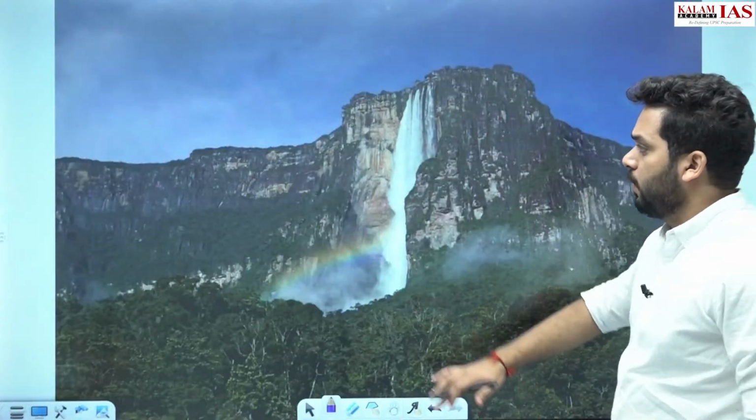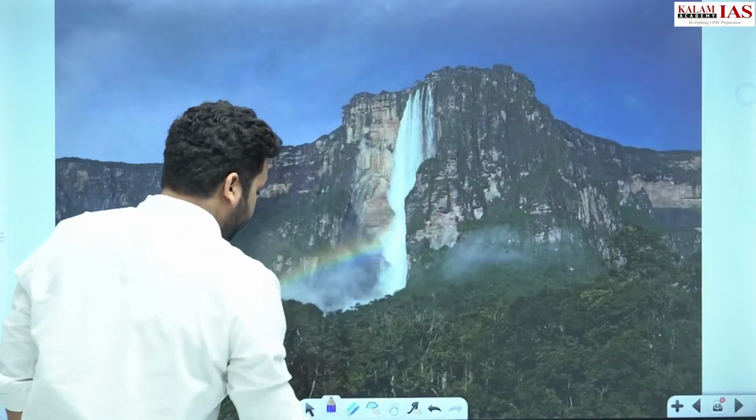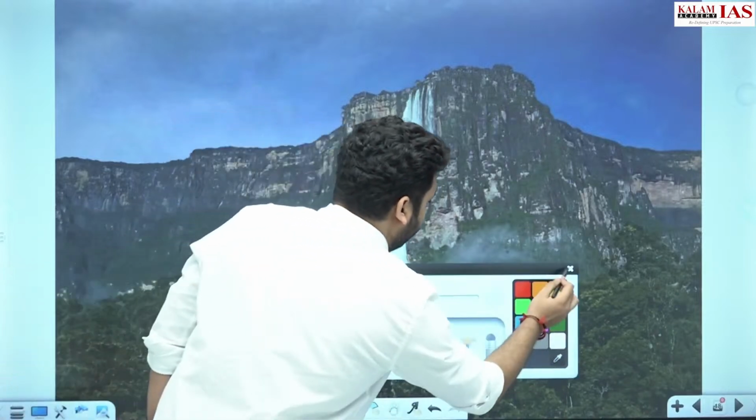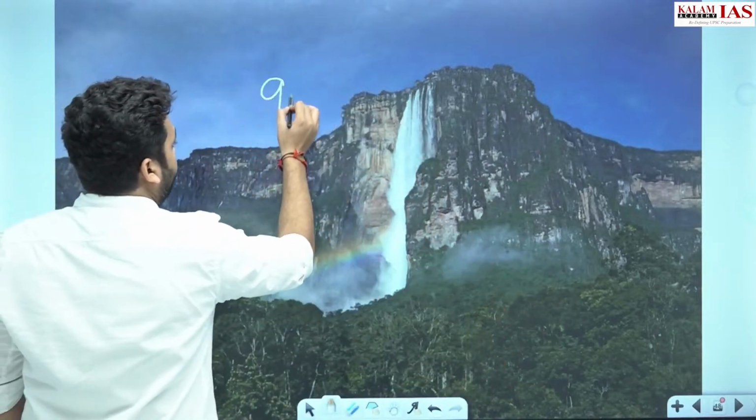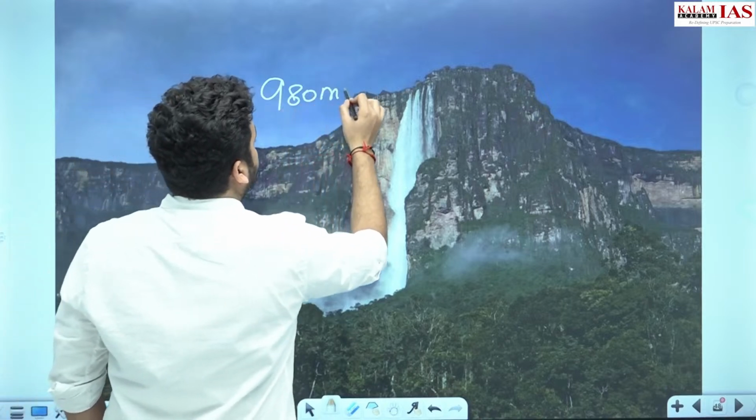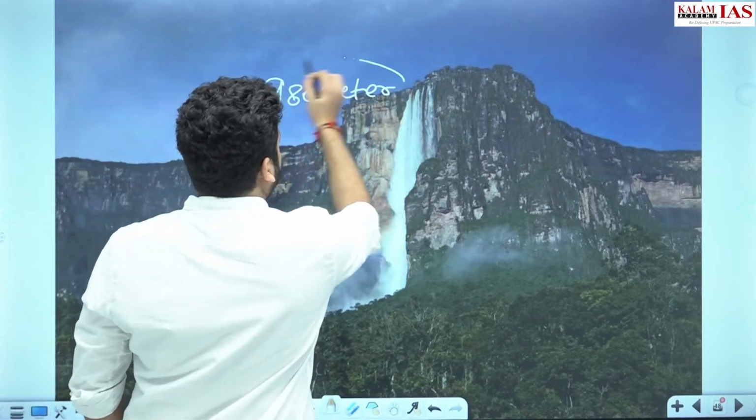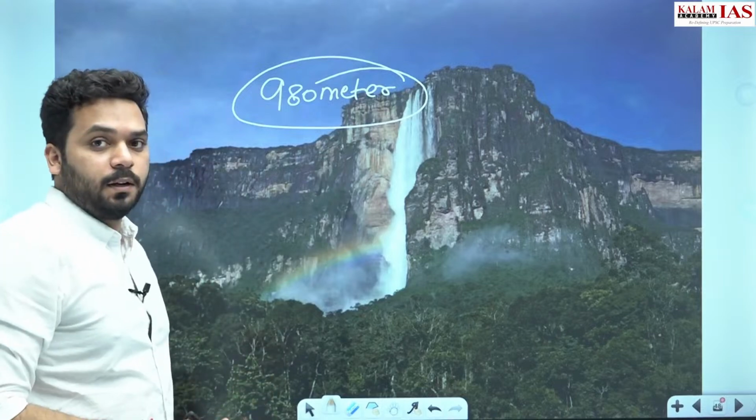These are the Angel Falls. You will be surprised if I tell you the height: 980 meters. Such an amazing Mother Earth. 980 meters. Water is falling from 1 kilometer above. 1 kilometer height. Oh my God.